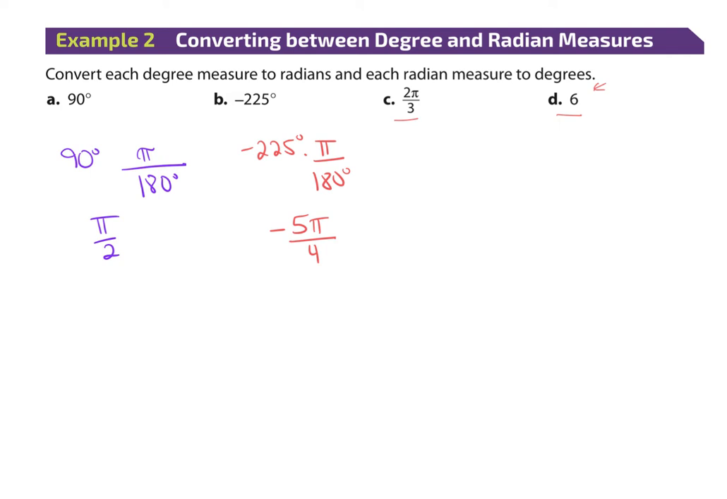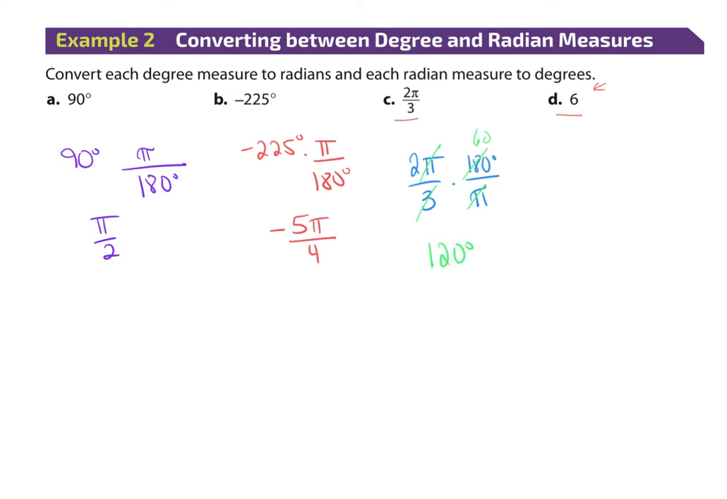So for these, I'm going to flip it. This was 2 pi over 3. Instead of pi over 180, I'm going to say 180 degrees over pi. Most of the time, which is why the last one looks weird, you'll see that pi in your original and it's going to cancel out, right? You can reduce this. Right, you're going to get 120 degrees.